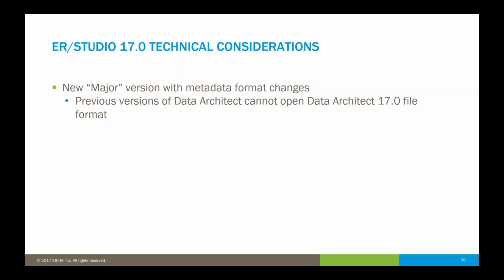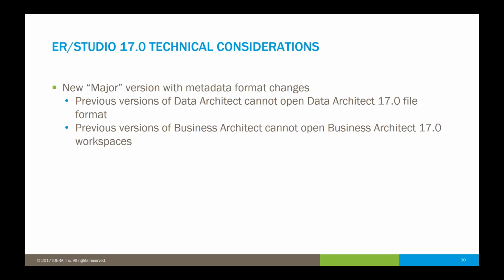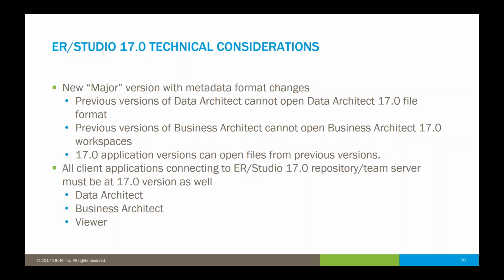But we, of course, are always backwards compatible. So if you have previous versions, you can easily open them in Business Architect and Data Architect. So what we're really trying to say there is, remember in your environment, when you upgrade, you want to keep people all at the same level, because if you have people creating models in the 17 version, you're not going to be able to open them in the 16 version. So just make sure when you're upgrading in your large organizations that you upgrade everybody at the same time. And then, of course, all the client applications need to be at the 17.0 version as well.